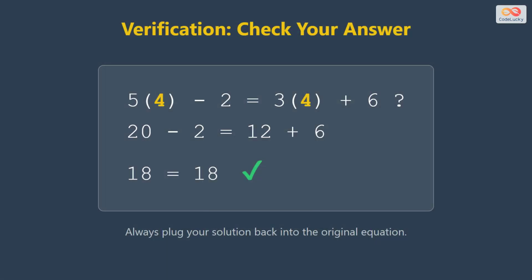Never finish a problem without checking your work. We take our answer, 4, and plug it back into the original equation wherever we saw an x. 5 times 4 is 20, minus 2 is 18. On the other side, 3 times 4 is 12, plus 6 is 18. Since 18 equals 18, our answer is correct.